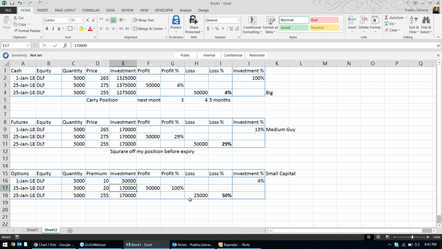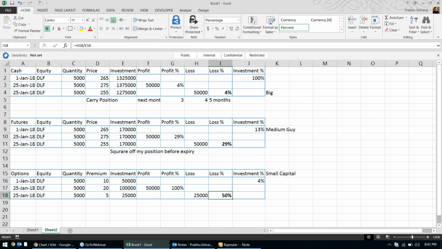We don't need that, because the investment is 50,000 rupees, the same. The premium which I bought at 10 rupees becomes 20 rupees, then I'll make a profit. If the premium becomes 5 rupees, I'll make a loss of 25,000 rupees, provided I'm keeping a stop loss of 50% on my investment. If you don't put a stop loss, your entire capital will be wiped out. So these are the different kinds of investment required for each kind of trading.